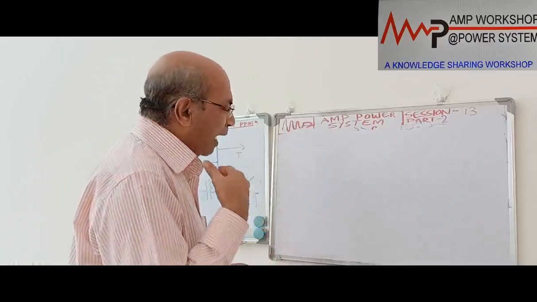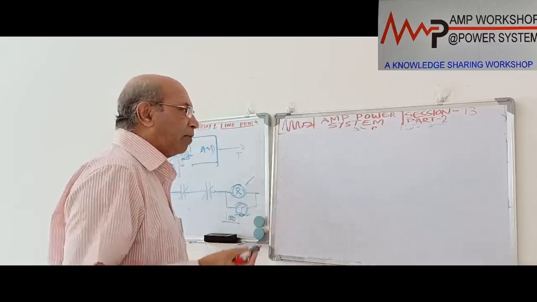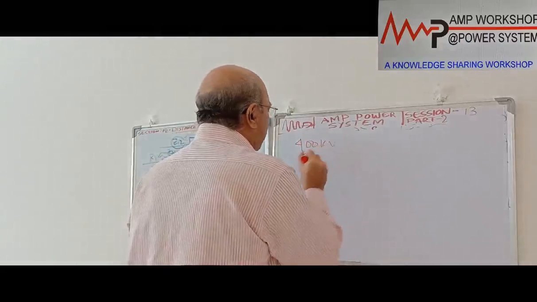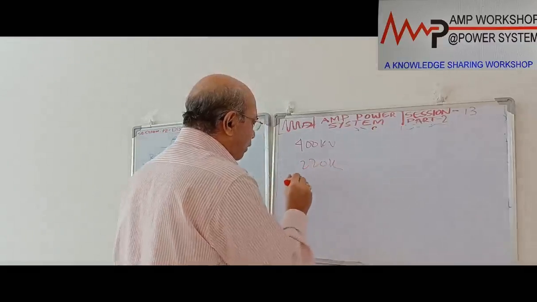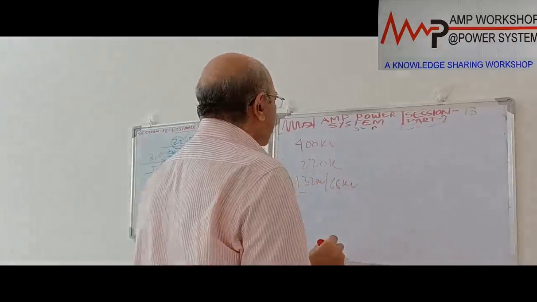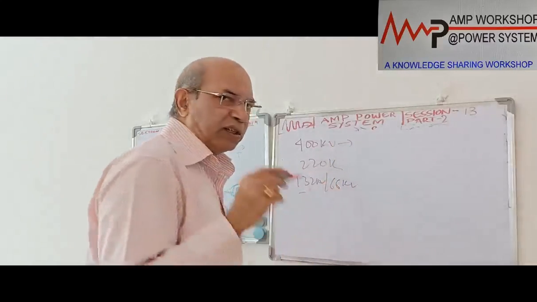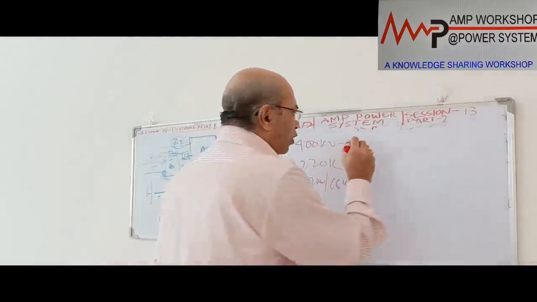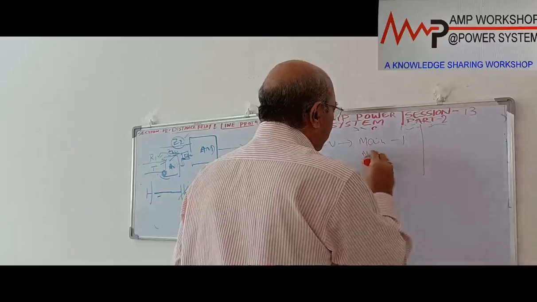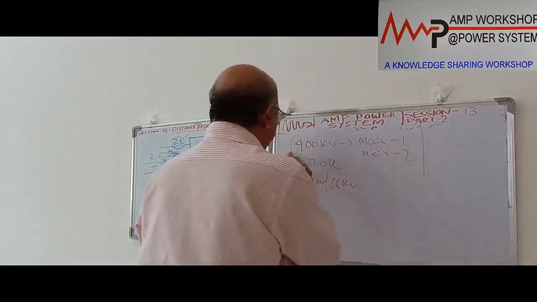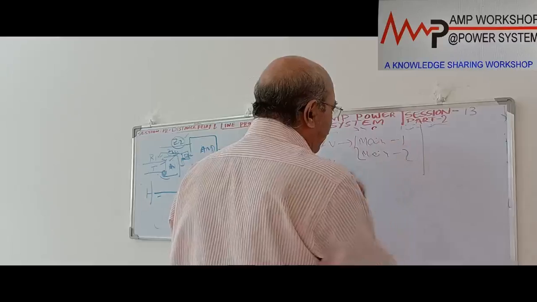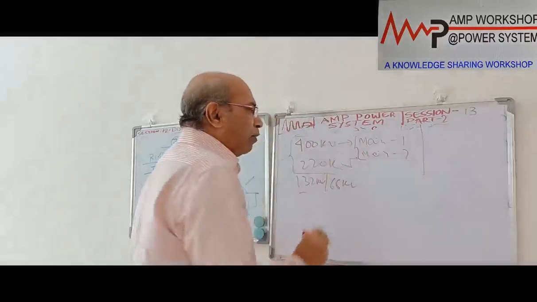Now when you go for the application of this protection scheme for the various types of line, we classify the lines in three categories. One is a 400 kV system, one is a 220 kV system, and one is a 132 kV or 66 kV system. In the 400 kV system, when we use distance protection, there are two main protections we always use, main 1 and main 2. For 400 kV and 220 kV transmission lines, the distance protection is always a combination of two, main 1 and main 2.